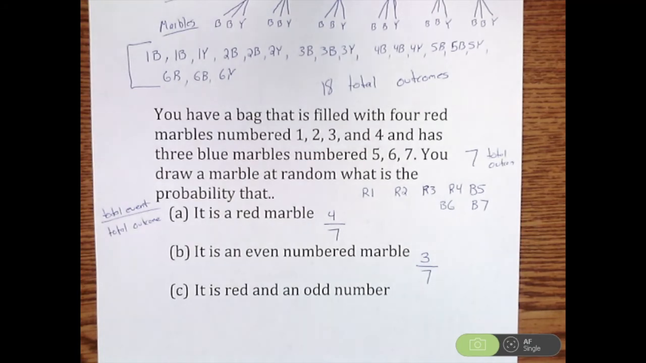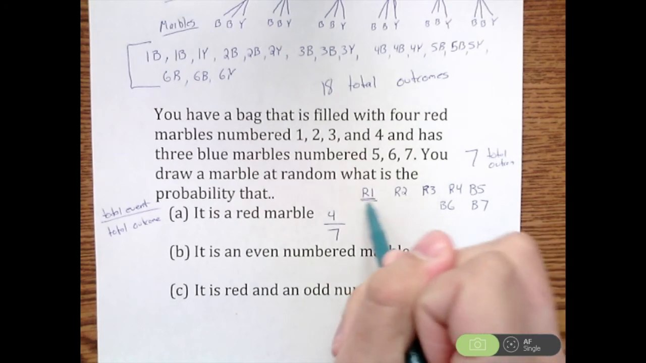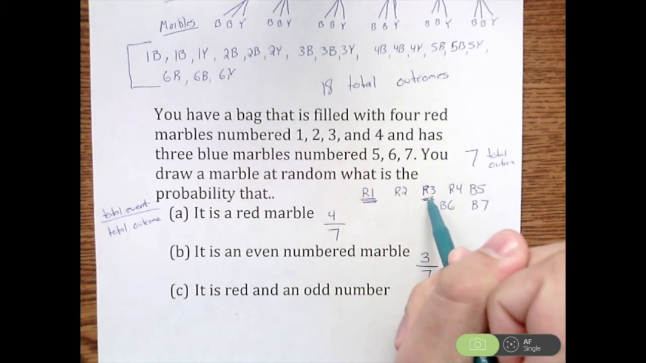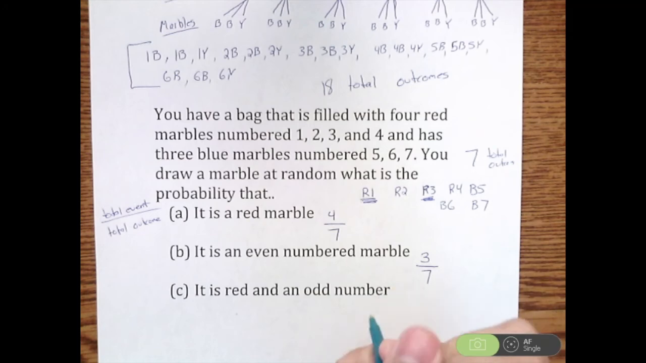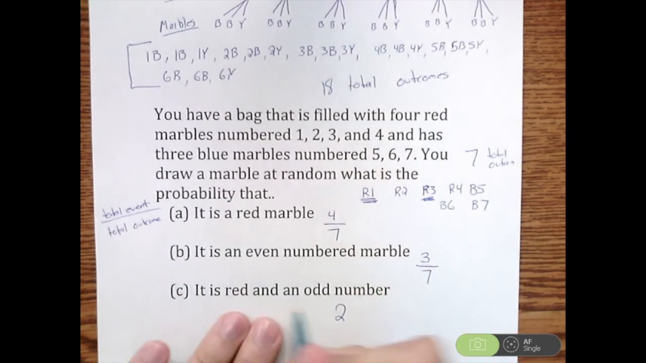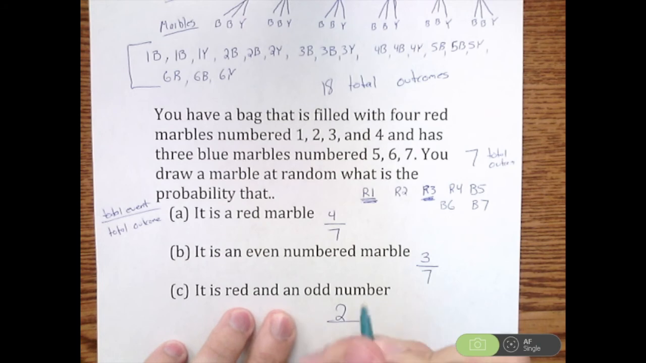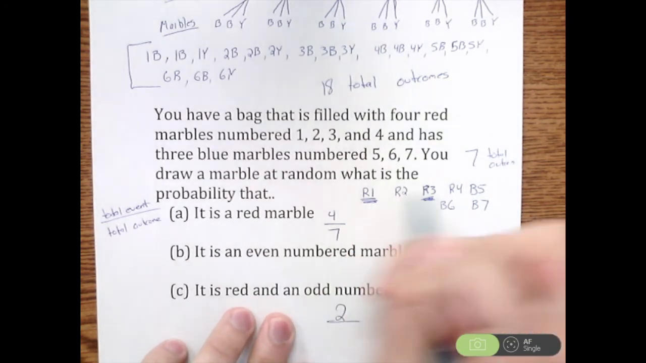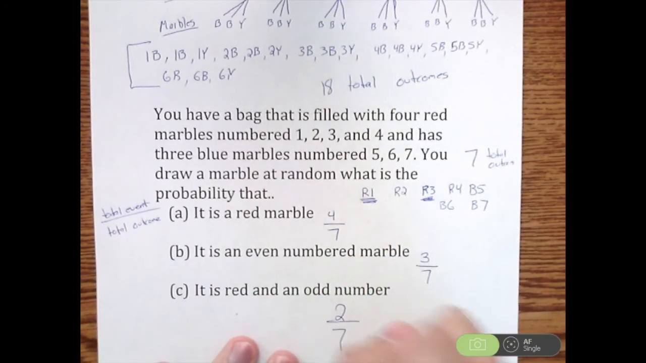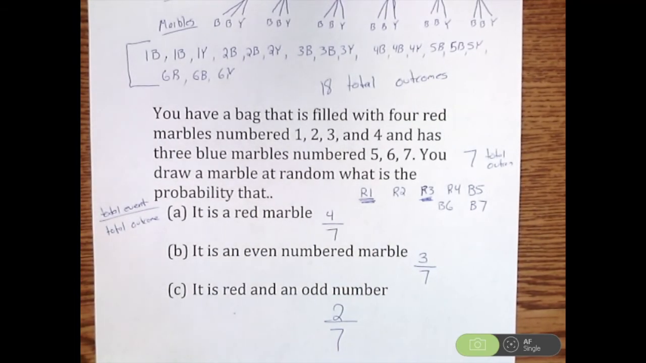And then my final question, it says it's a red and an odd number. So I need to count up how many total times I have a red and an odd number at the same time. Well, it happens once, twice, so only 2 times. So I'm going to have 2 total times I can get a red and an odd number divided by, well, how big is my sample space here? I can still draw any of those marbles, so 7. So 2 out of 7 times that I get a red and an odd number. 3 out of 7 times it's going to be an even numbered marble. 4 out of 7 that it's going to be red. And that is the basics of probability.